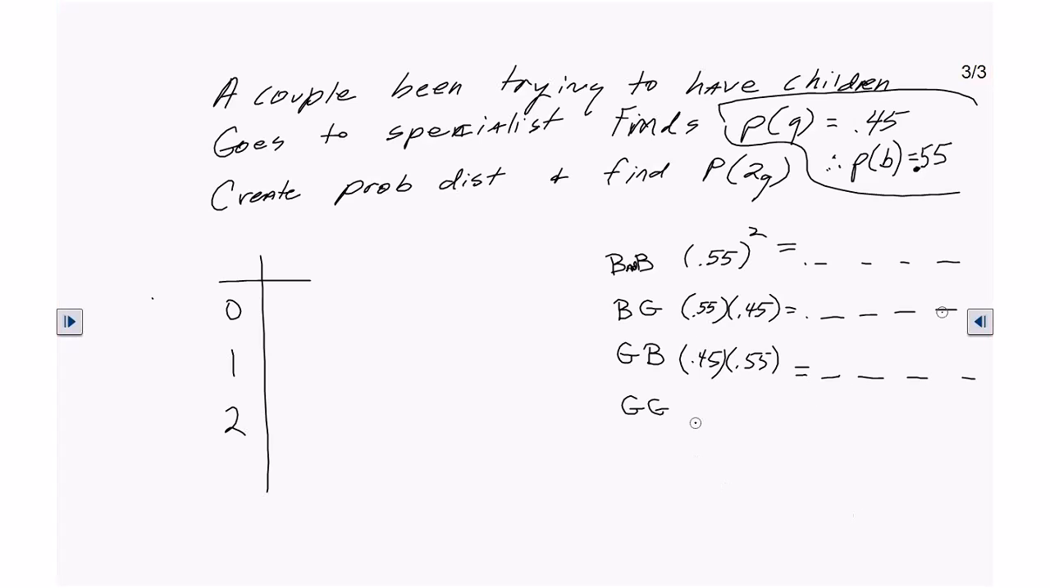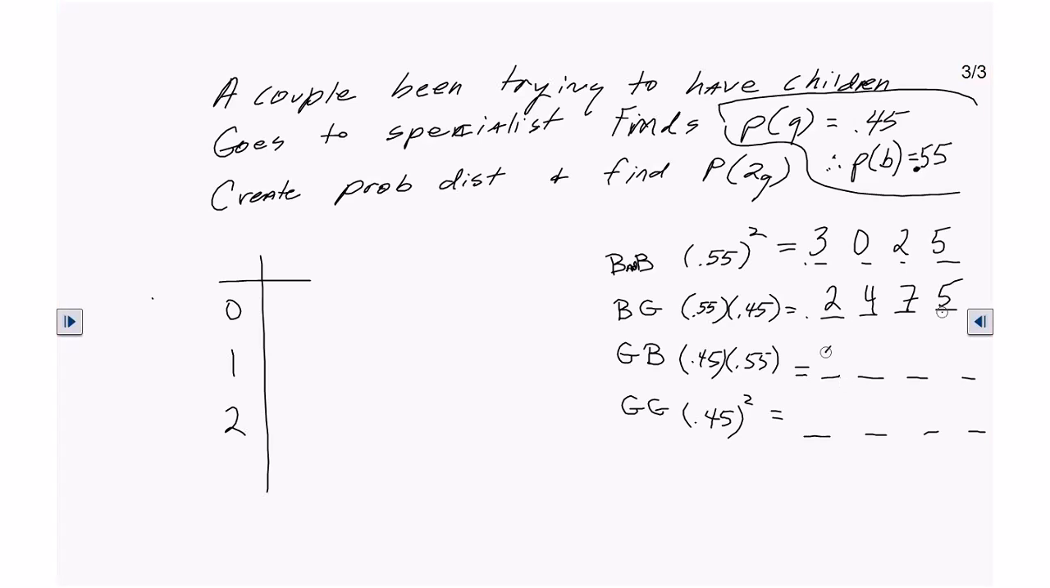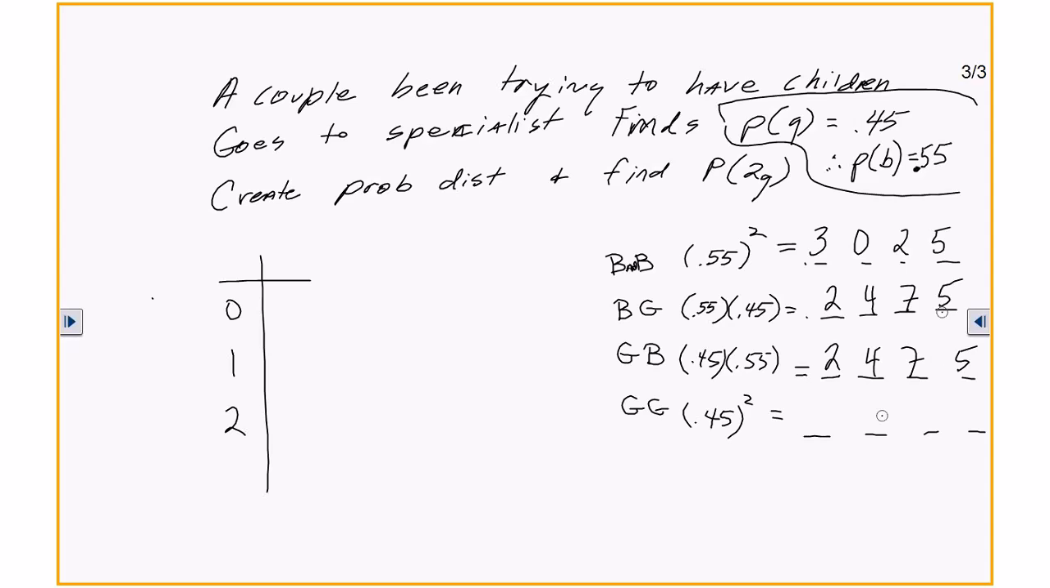And the last one would be 0.45 raised to the second power. So somebody give me the first one. It doesn't take that long. 0.55, caret symbol, 2: 0.3025. All right, give me these two. 0.55 times 0.45 is 0.2475. Somebody check that. What's 0.45 raised to the second power? 0.2025.